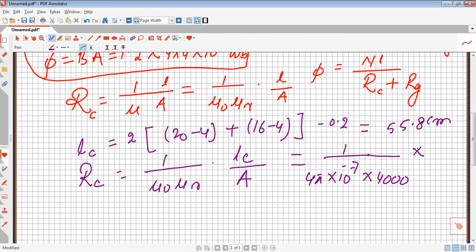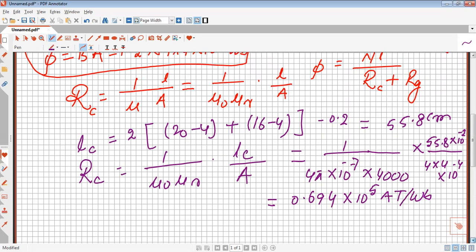Length of the core is calculated as 55.8 into 10 to the power minus 2 to make it in meters, and divided by area of cross section, 4 into 4 into 10 to the power minus 4. So after solving this, we will get reluctance of the core, which is equal to 0.694 into 10 to the power 5, and its unit is ampere turn per Weber. So this is our unit given here.